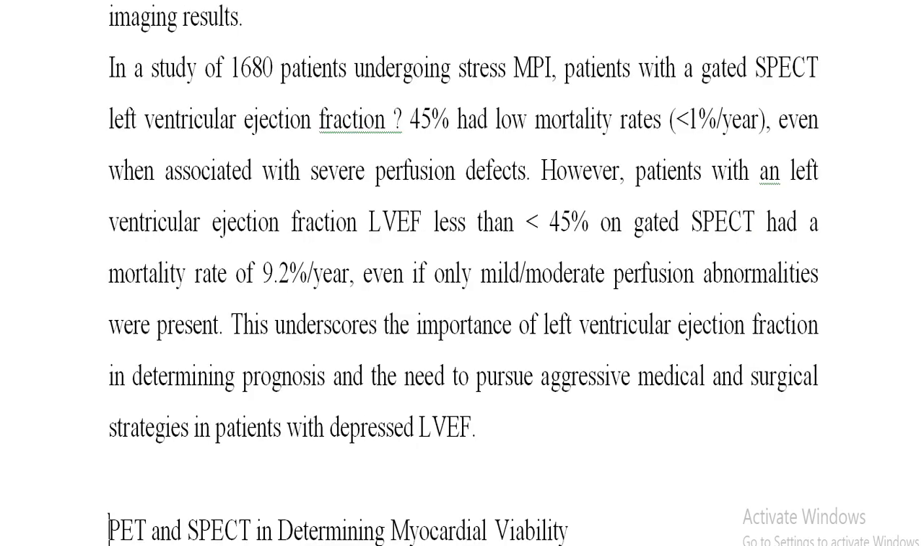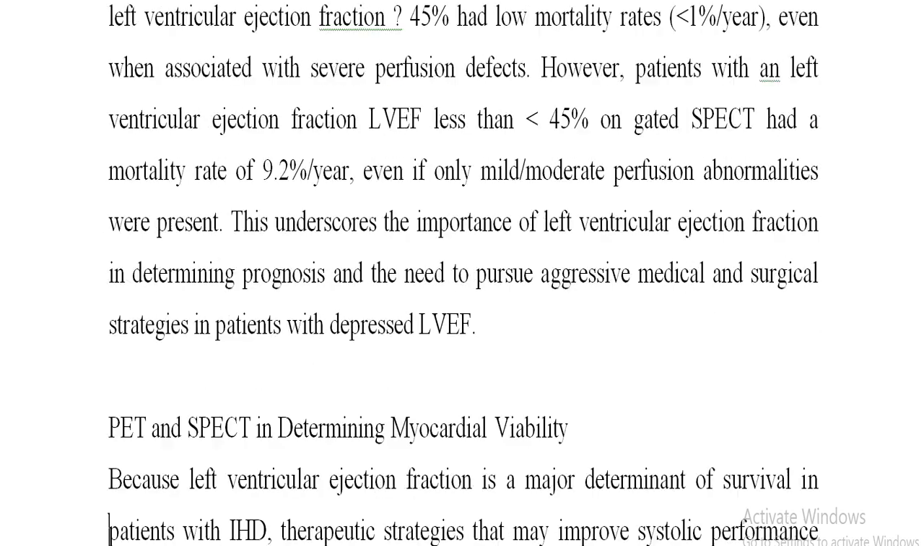This underscores the importance of left ventricular ejection fraction in determining prognosis and the need to pursue aggressive medical and surgical strategies in patients with depressed LVEF.